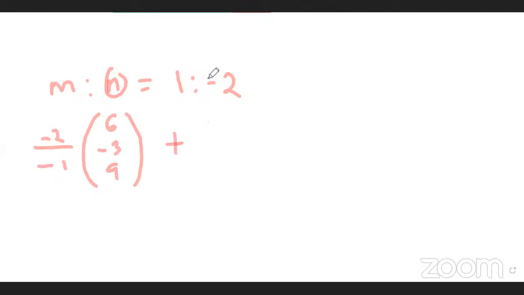Then we say plus. The second one, we will take the first ratio. The first ratio is m, and m in this case is 1. So we take 1 over the sum of m and n. So that is 1 plus -2 to give you -1. So -1. Then we put the second vector. Q was 3, -6, -3. So that one expressed as a column vector, it will be 3, -6, then -3, like that.